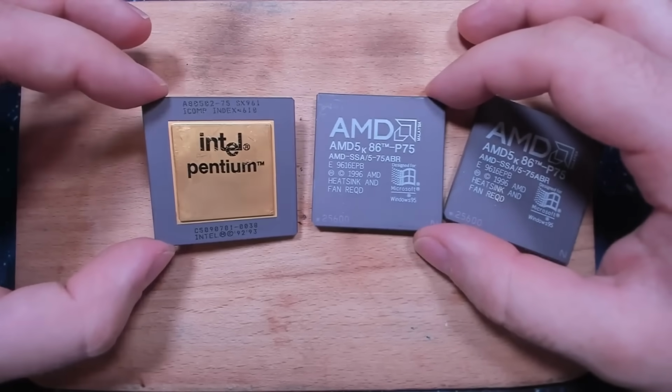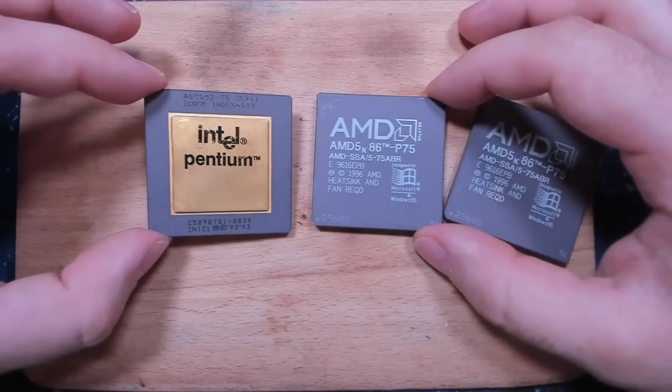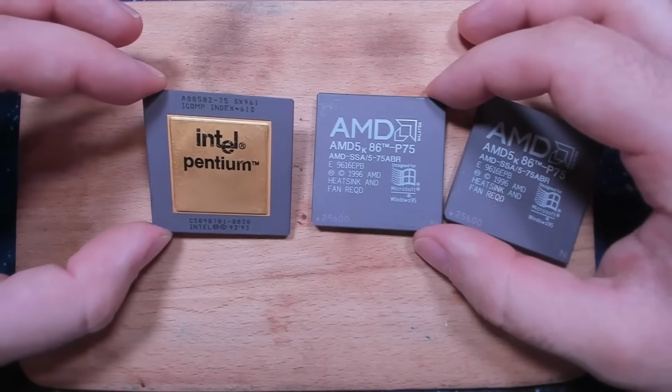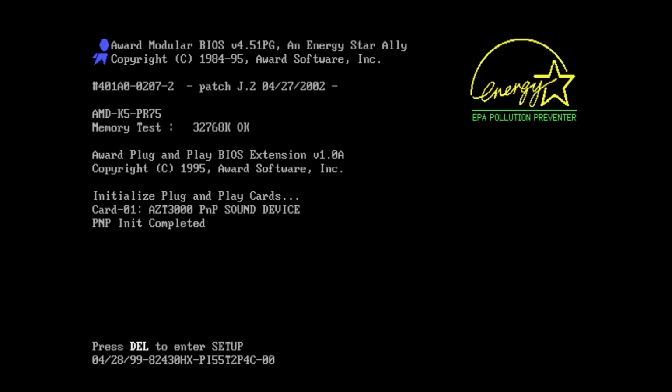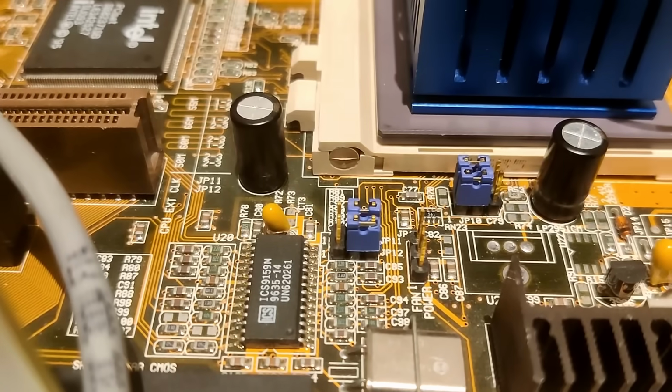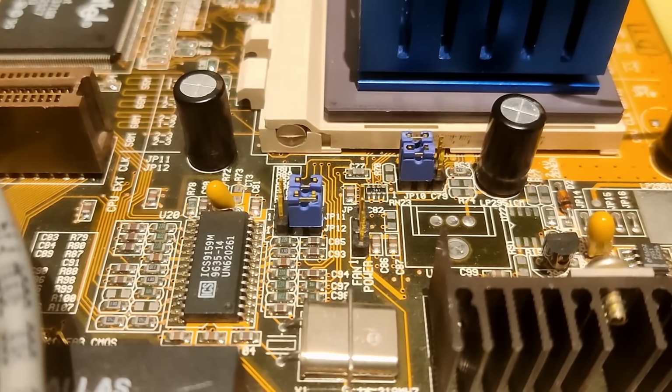It's the gold cap Pentium 75. These ones look really, really cool. And this AMD chip is supposed to be as fast as the Intel chip. When we POST, our BIOS reports a K5 at 75 MHz, and this is true. The board is jumpered to run at 50 MHz frontside bus and a multiplier of 1.5.